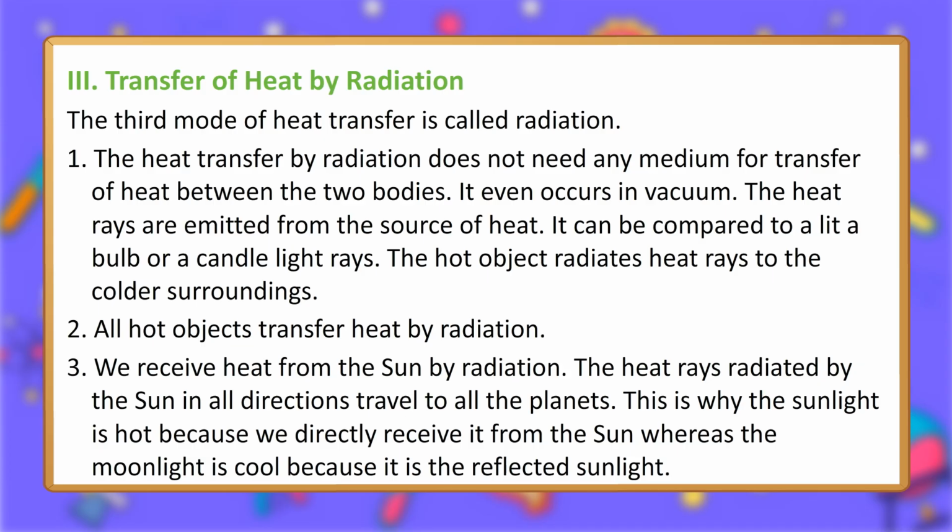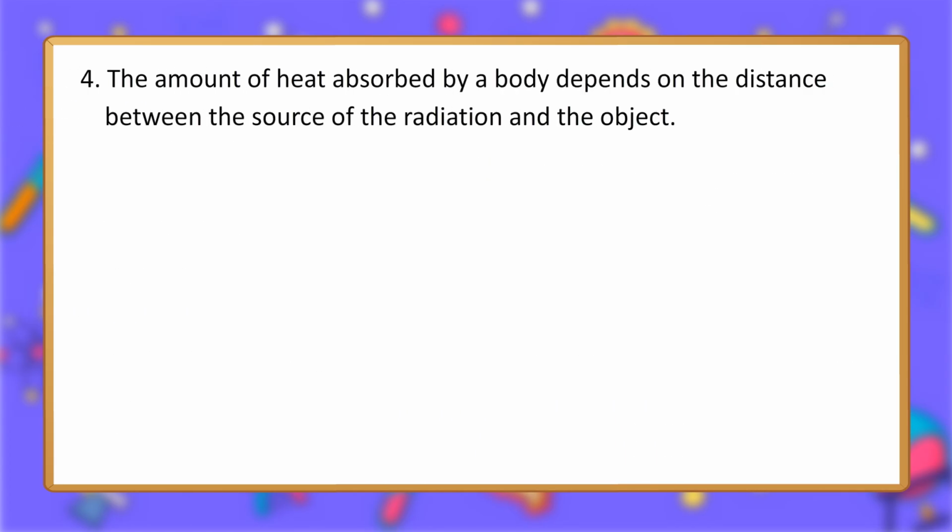The heat rays radiated by the sun in all directions travel to all the planets. This is why the sunlight is hot, because we directly receive it from the sun, whereas the moonlight is cool because it is the reflected sunlight.